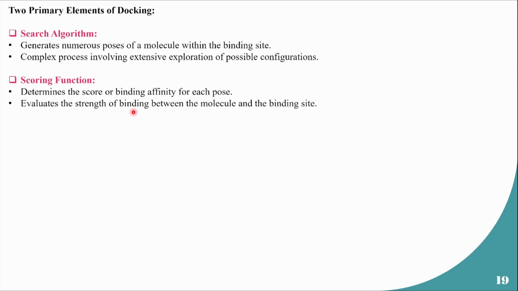As it is written here, it evaluates the strength of binding between the molecule and the site. These two components overall are the crucial parts that any docking protocol will have. Now, while trying to find the proper search space, it basically means searching through the different conformations and trying to identify which conformation is possible for the ligand inside this pocket.